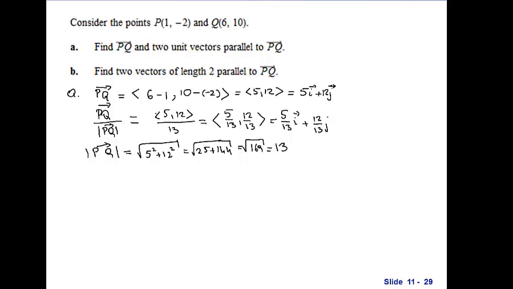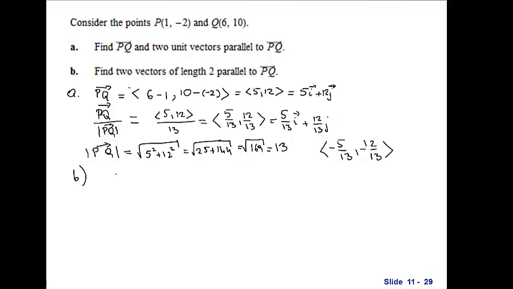So this is one unit vector parallel to PQ. In order to get another, we just take this one with minus, because we remember we can put plus or minus. So another vector that is parallel to PQ and is a unit vector would be the vector negative 5 13ths and negative 12 13ths. So that's another vector. And then let's take a look at part B.